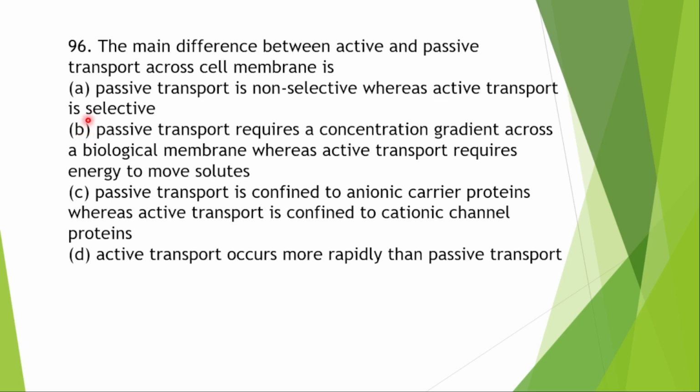Next, 96th one. The main difference between active and passive transport across the cell membrane is that passive transport is non-selective, whereas active transport is selective. Passive transport requires a concentration gradient across the biological membrane, whereas active transport requires energy to move solutes. Yes, this one is right. So the right option is option B itself.